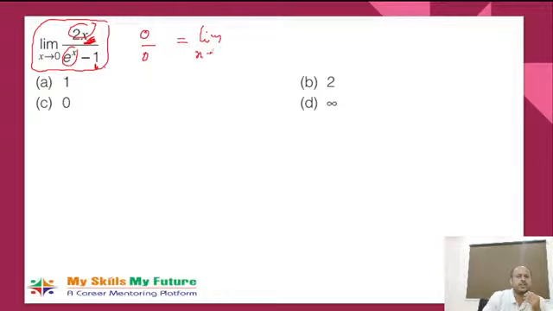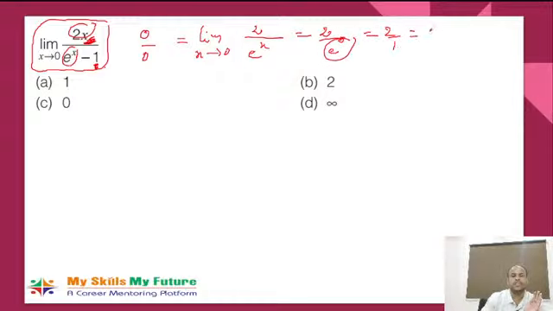Then what is your answer? Limit x tending to 0, the derivative of 2x is what now? 2. The derivative of e power x is again e power x, and the derivative of the constant is 0. So we have 2 by e power x. Now again substitute x tending to 0. What is your answer? 2 by e to the power 0. E power 0 value is 1. 2 by 1 is 2. So the limit value is approaching 2. From the options, the right option is B.